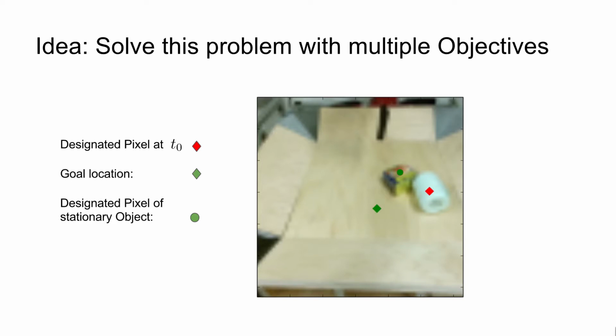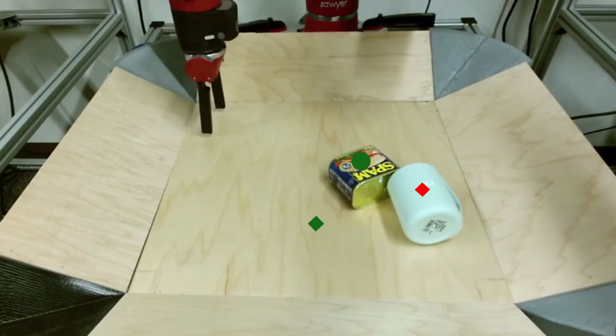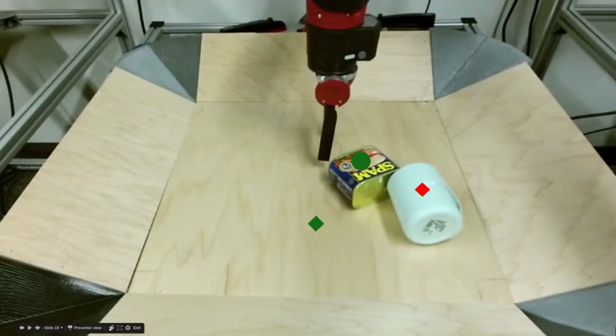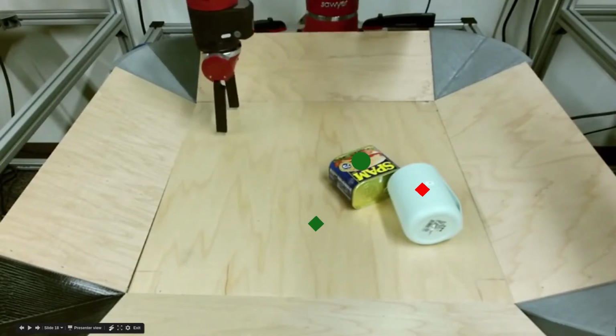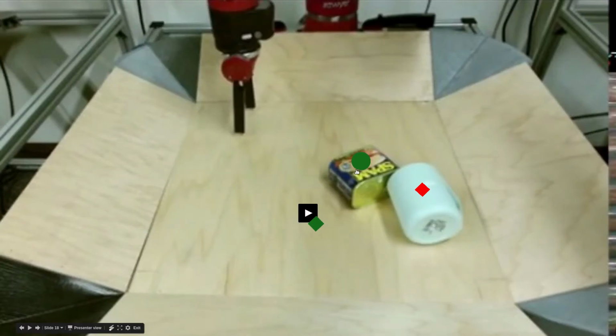For this purpose, we have a second designated pixel, the green dot, where the goal position is exactly its initial position. Both objectives are summed together and jointly optimized by Visual MPC. However, when trying to use the DNA model by Finn et al., we can see that the model fails to find a solution and the arm goes on a random walk. This is because the DNA model is unable to predict correctly what happens with the designated pixel on the can of Spam when the arm occludes it.